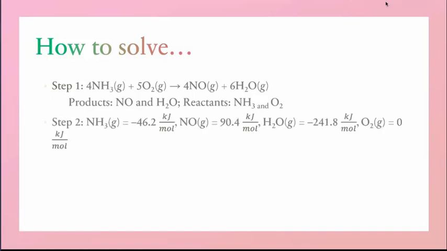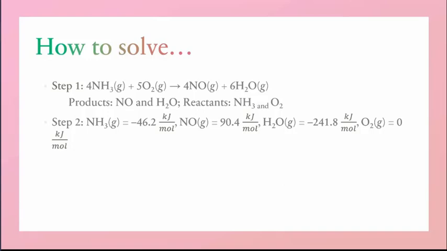Step 2, we use the values from the previous slide to find the values for the heat of formation for each substance. Ammonia is negative 46.2, nitric oxide is 90.4, diatomic oxygen gas is 0, and water is negative 241.8. Each are in kilojoules per mole.